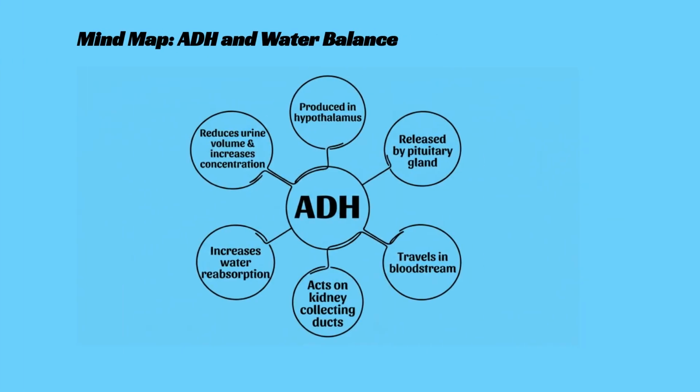This mind map summarizes the ADH water balance system. Use it to ensure you can explain every link, from the stimulus, through the hypothalamus and pituitary, to the kidney response, and the final effect on urine and blood water levels.